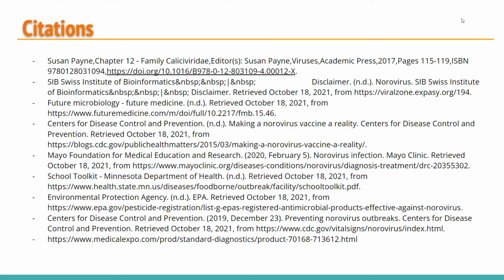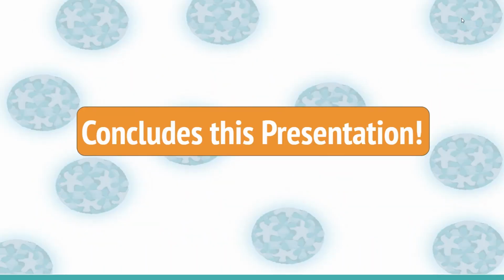These are the resources I have utilized in preparing this presentation. I have used Susan Payne's book, Chapter 12, Family Caliciviridae, as my most used resource when collecting information. And this concludes this presentation of the norovirus causing the acute gastrointestinal disease.